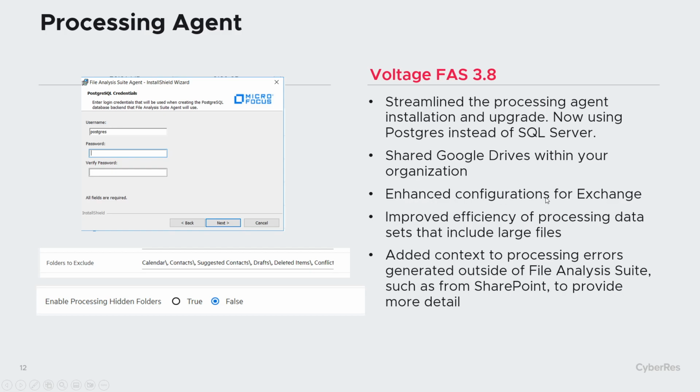We've enhanced the configuration options for Exchange, and these options are in the agent admin. So if you look under the Exchange option for agent admin and the agent, you can choose which folders to exclude and whether you want to process hidden folders. And we've improved the efficiency of processing very large files. And finally, we've added context to some of the processing errors. So some of the customers found it quite hard when they were getting errors back from external systems such as SharePoint. And we've added context to these errors so that you can diagnose particular problems with your system.